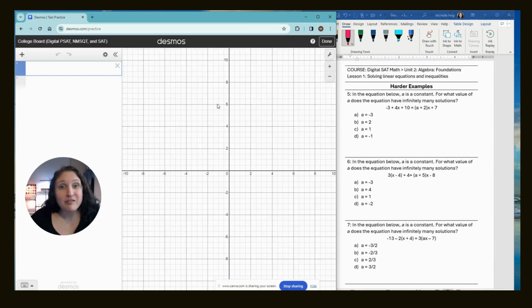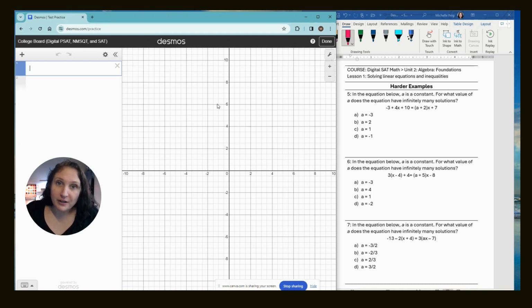All right, if you do have my book, Desmos and the PSAT SAT, we are on page 21. All right, let's take a look. In the equation below, A is a constant. For what value of A does the equation have infinitely many solutions?